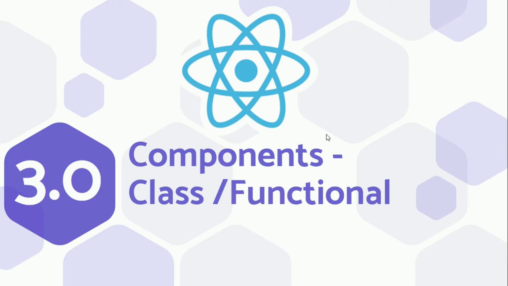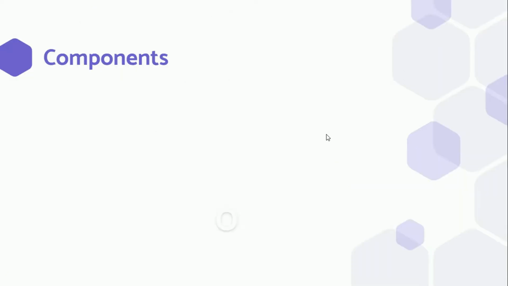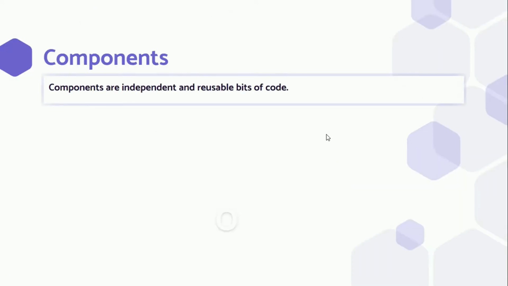In the last module, we learned about some of the important features of ES6, and that module is very much important as we are going to use them throughout this course. In this module, we are going to learn about components. Components are independent and reusable bits of code.